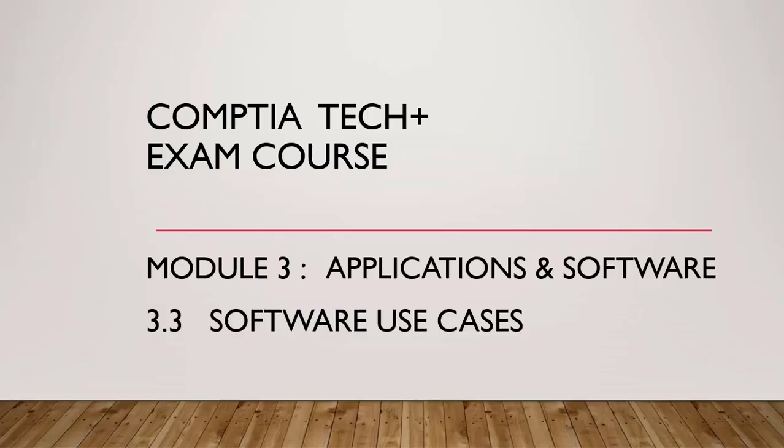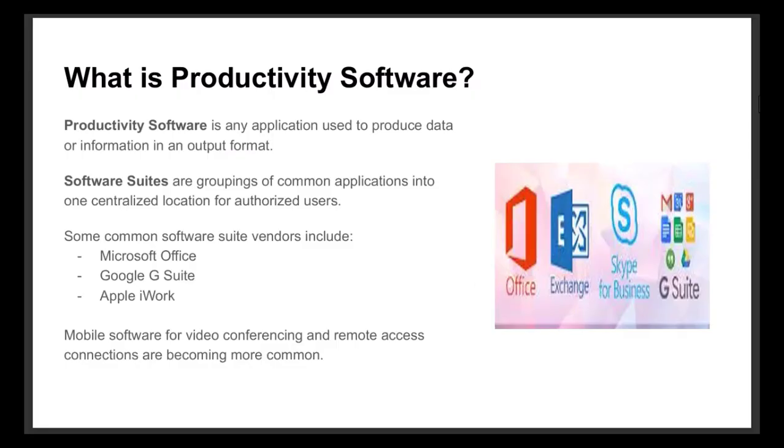In this episode, we're going to continue in Module 3 in the exam objectives and discuss Section 3.3, Software Use Cases. Let's begin. We're going to begin our discussion about different software types by discussing productivity software. Productivity software are applications and software that we use to produce data in some type of output format.